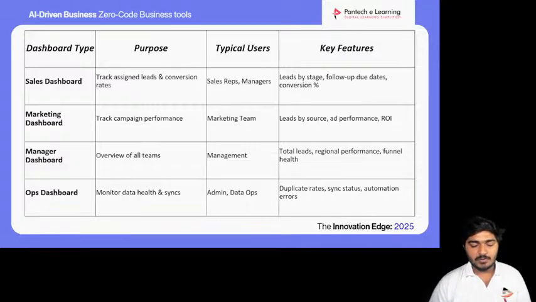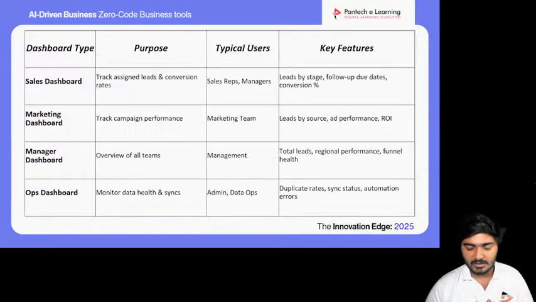So the ops dashboard is going to be the operation dashboard where we'll have the monitoring of the operations, so that if a particular sales will increase or decrease, we can see the health of it. So monitor data health and syncs, where the data which is captured from Facebook ads or Instagram ads is getting synced and all those things. That particular dashboard will give access to the admins and data operations.